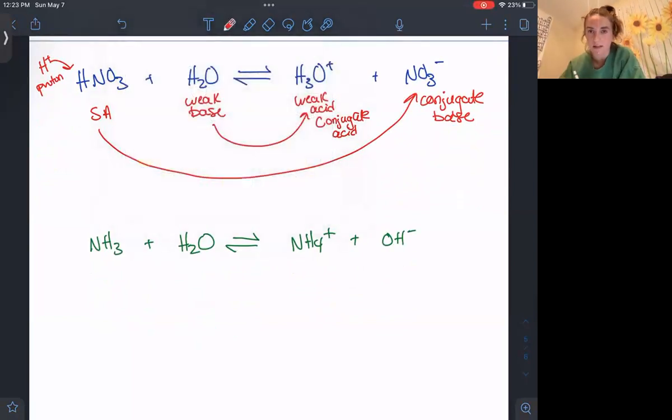Okay, so let's label these. It's going to be a little bit harder to see what happens, but let's label these. Can anyone tell me what they think the acid and the base is in our reactants?